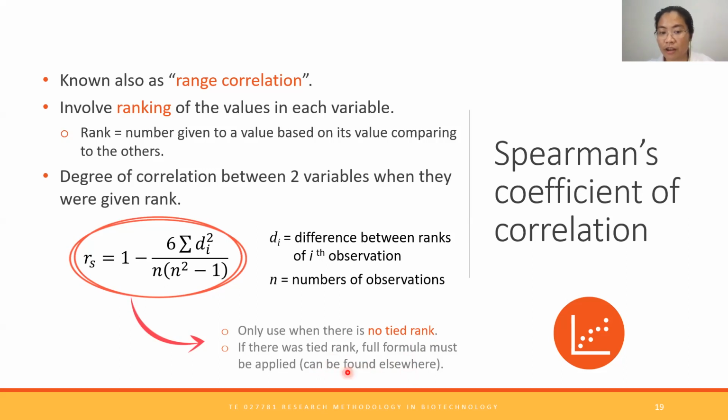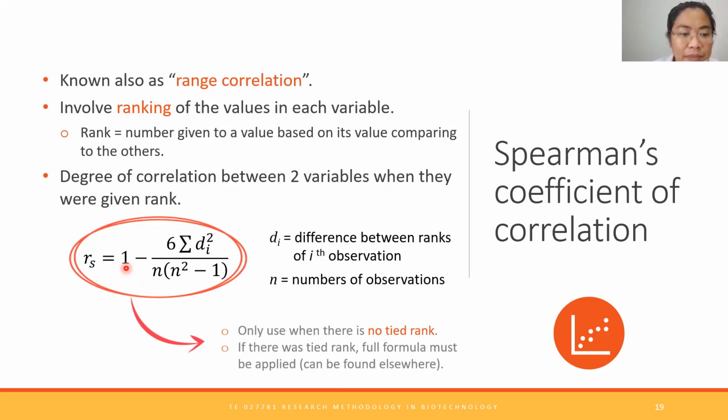If you have a tie rank, so if two people have rank 1, you have to use the full formula for Spearman's coefficient to explain the correlation, which you can search on the internet, and there are so many of them. Instead, I want you to get the idea of what correlation is and use the simplest things to calculate.